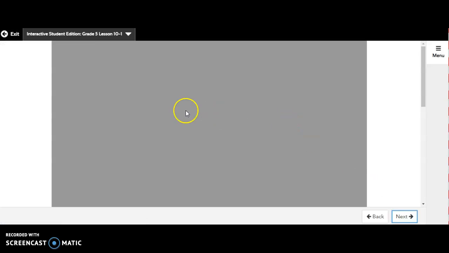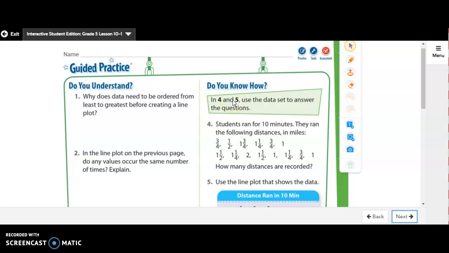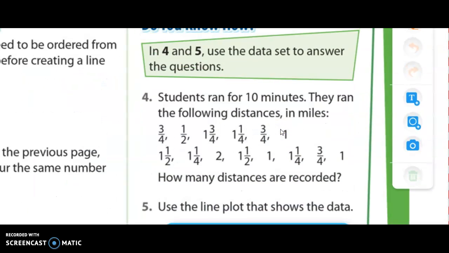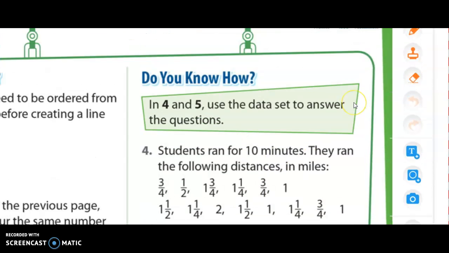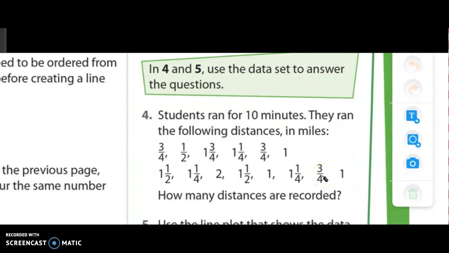On the next page, we're going to skip over 1, 2, and 3 on the guided practice and just look over at 4 and 5, where the questions on the line plots start. Number 4, students ran for 10 minutes. They ran the following distances in miles. So here is that data set before it's turned into a line plot for us. And they want to know how many distances are recorded in total.